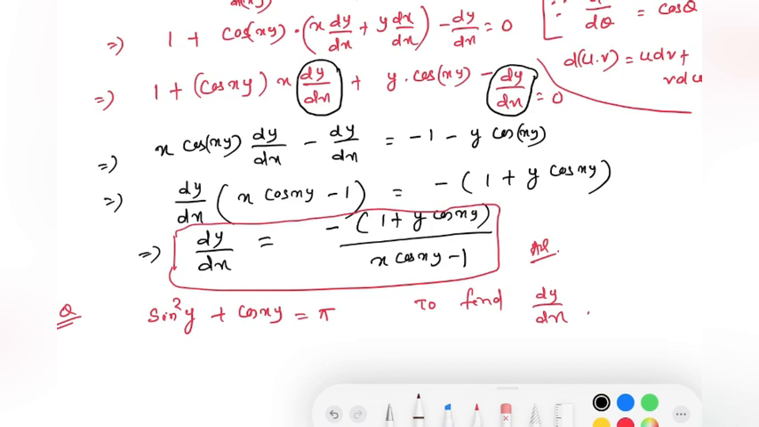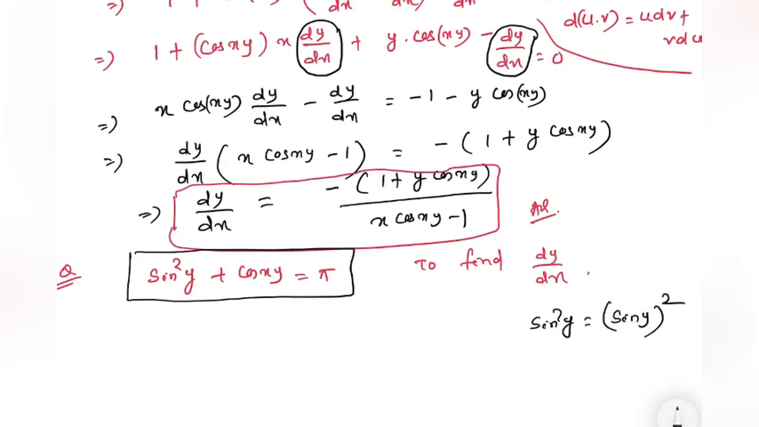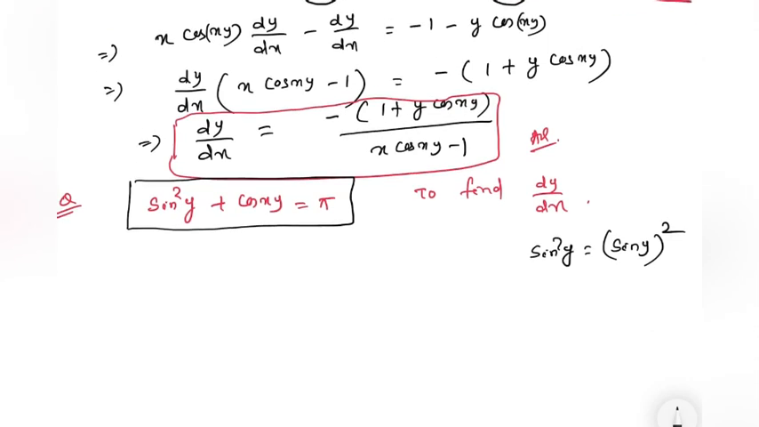Before going to find the derivative of this equation, first of all see what is the meaning of sin square y. You know, sin square y means the square of sin y. First of all, you must be clear about this one. Then what will you do? You will apply the same concept, differentiating both sides with respect to x.